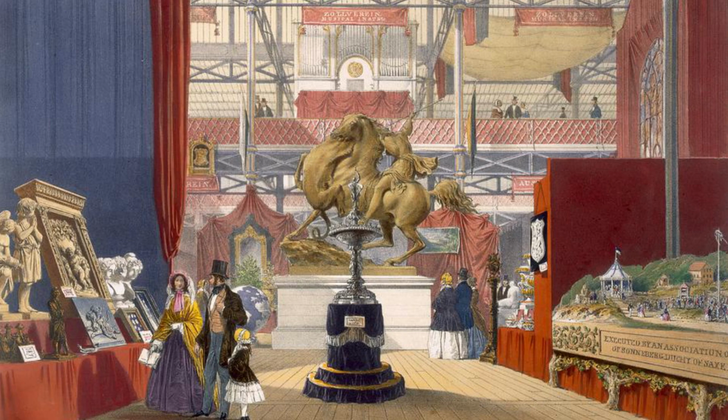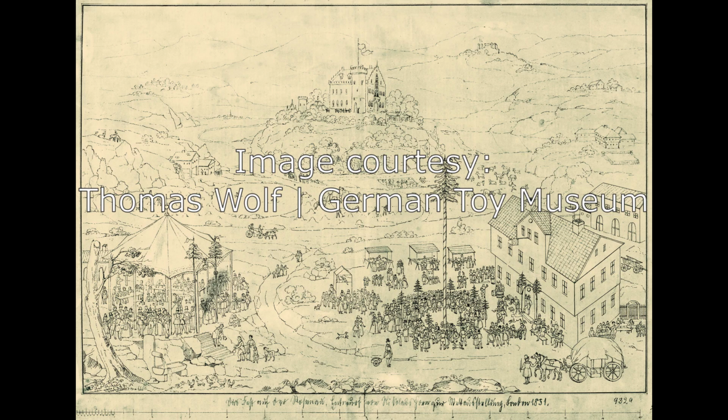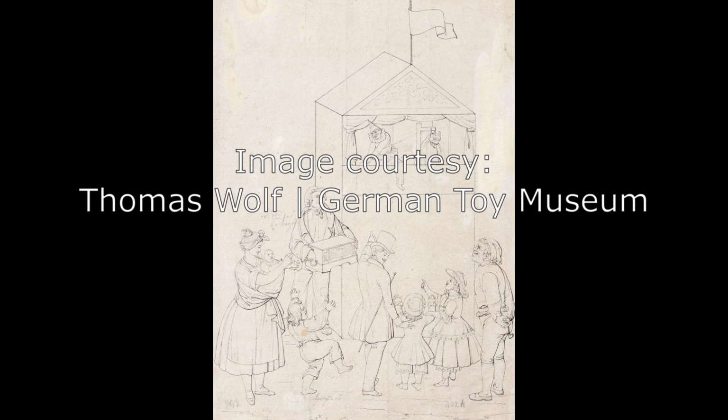Another watercolour, here of part of the Zollverein section, shows part of the model of the castle of Rosenau, the birthplace of Prince Albert. Sadly, the model is believed lost. However, the wonderful German toy museum in Sonneberg have provided us with comprehensive drawings of this model. From these illustrations, and various descriptions from contemporary documentation, we hope to recreate this exhibit.